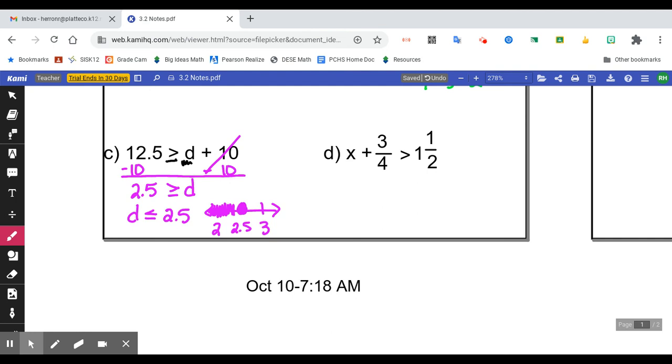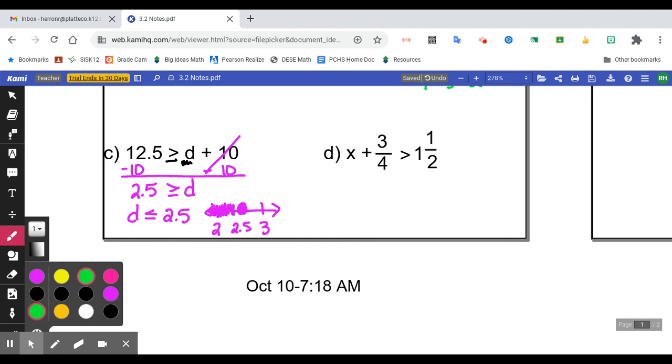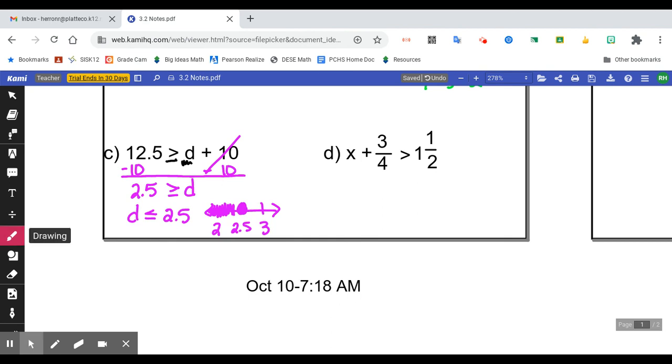Okay, hopefully this is very familiar to you. You should have done this last year in 8th grade as well, and if not, maybe the year before that. But the one step in the solving should definitely be familiar because we just did that in all of our last unit.